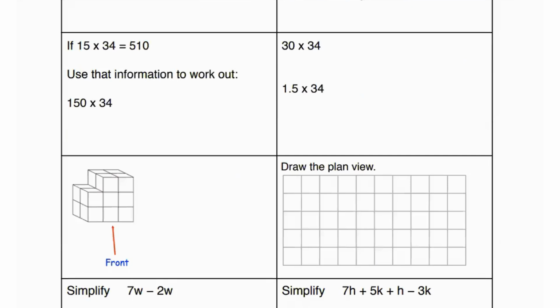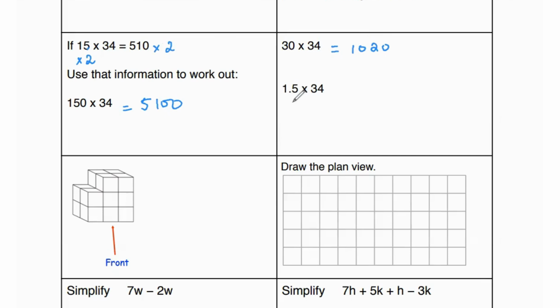Next question says, if 15 times 34 equals 510, use that information to work out 150 times 34. Since we're adding a 0 to 15, that means we're multiplying this by 10. So that's going to give us 5100. Over here, 15 is becoming 30, which means we're multiplying 15 by 2. So now we do 510 times 2, which is going to give us 1020.